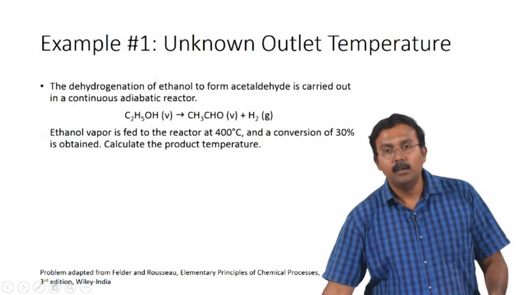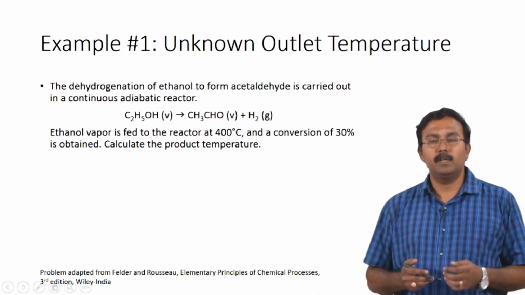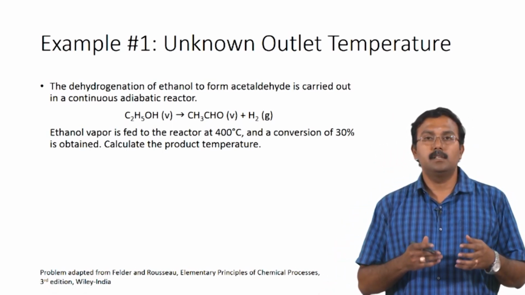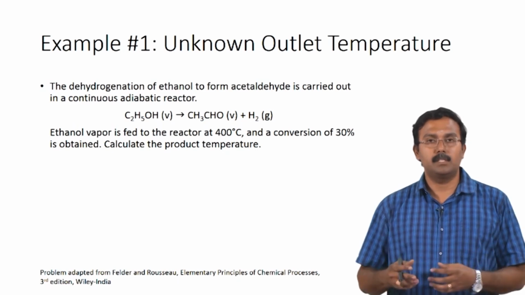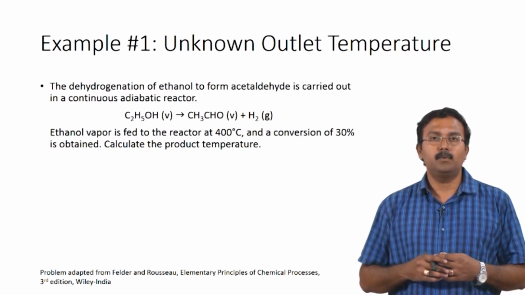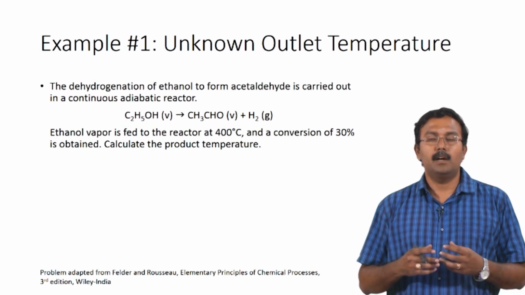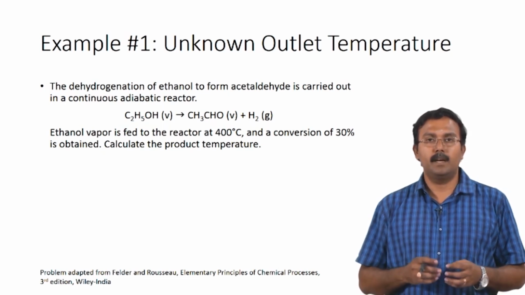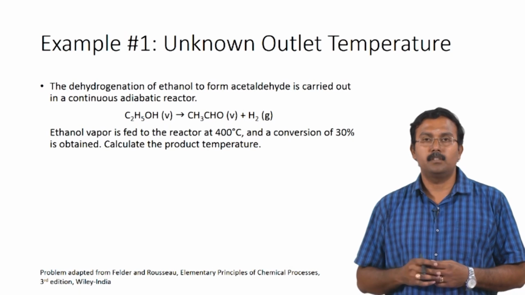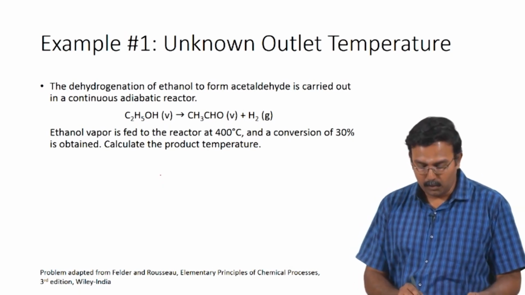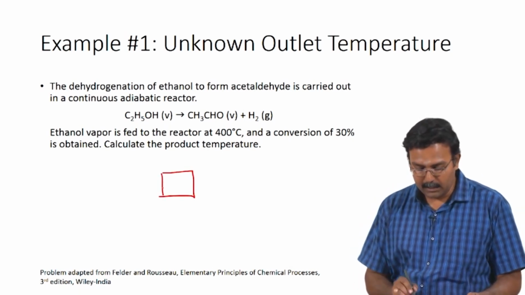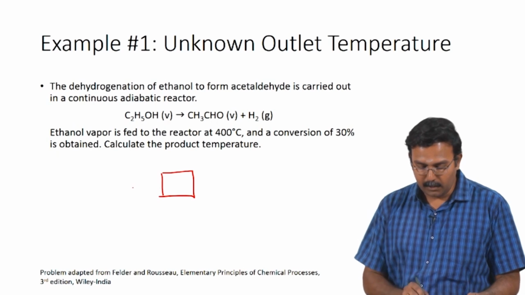Here we have only been given conversion, we have not been given what is the amount of ethanol which is coming into the system. So, we will have to assume some basis and we will have to perform simple material balances to identify the composition of the exit gas as well. So, what you have is a reactor where the dehydrogenation of ethanol is taking place.